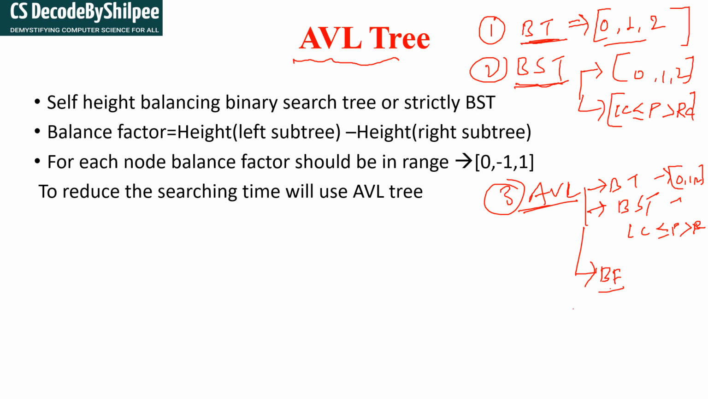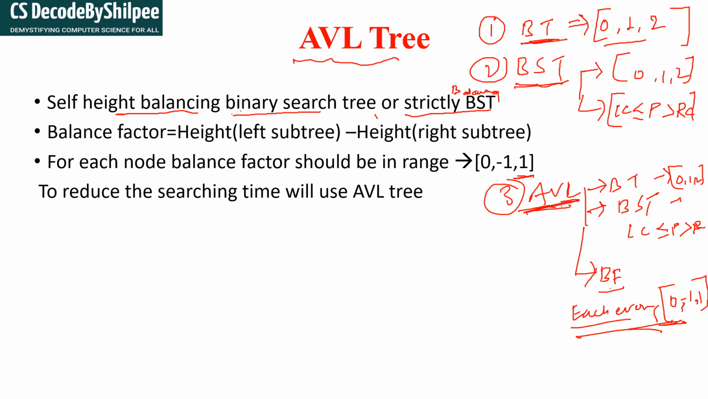In an AVL tree, each and every node has a balance factor, and its range should be 0, minus 1, and 1. This is the extra property of the AVL binary search tree, and because of it the AVL tree is called a height balancing binary search tree. Because of this balance factor, the AVL tree is also called a strictly balanced binary search tree.